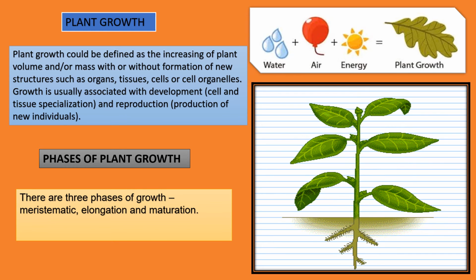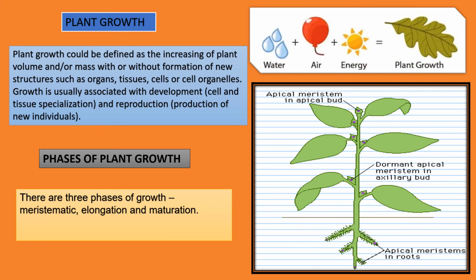So, what is plant growth? Plant growth could be defined as the increasing of plant volume and or mass with or without formation of new structures such as organs, tissues, cells or cell organelles. Growth is usually associated with development, cell and tissue specialization, and reproduction, that is, production of new individuals. So, this is the definition of actual plant growth.